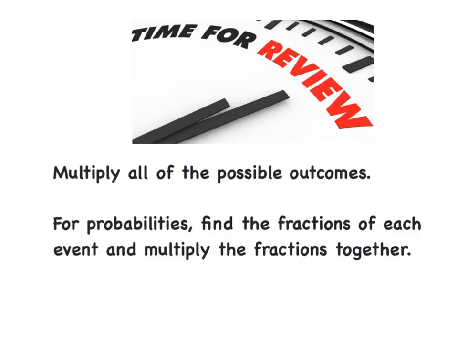Quick time for review. Remember, we're talking about different outcomes. To figure out the possible outcomes, all you have to do, multiply all the possible outcomes. This is called the fundamental counting principle. If we're working with probabilities, first you need to find the fraction of each event that's going to happen, then multiply the fractions together.